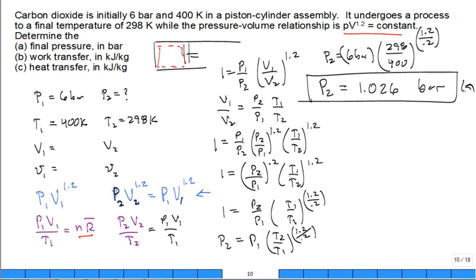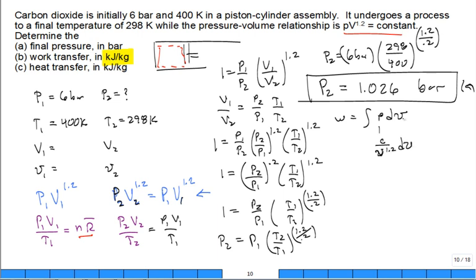All right. Let's go to part B. What is the work transfer? Now notice, what are the units that they're asking you to calculate it in? Are you going to use cap W or lowercase w for this answer for part B? Lowercase w. Is that equal to the integral PdV? Yes, it is. And in this P, you would put this constant divided by V to the 1.2 dV.